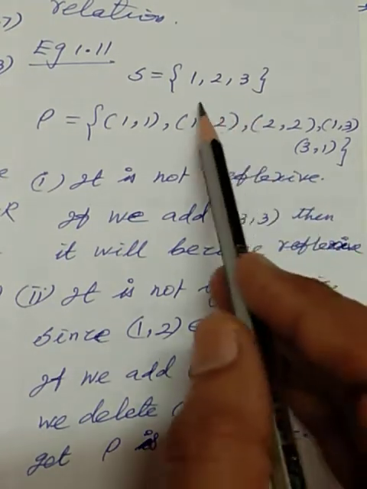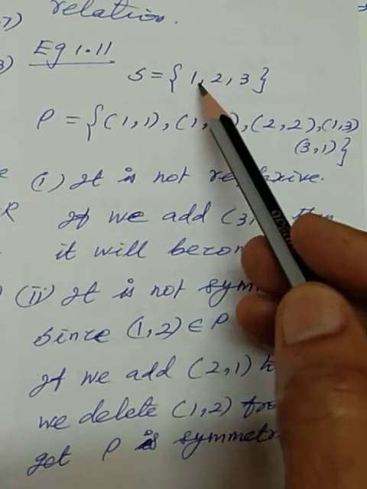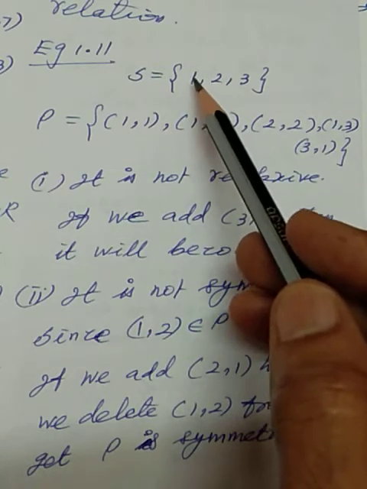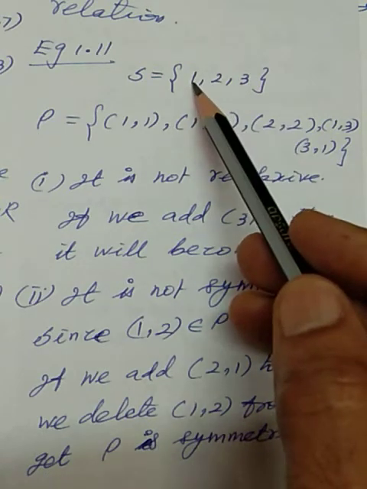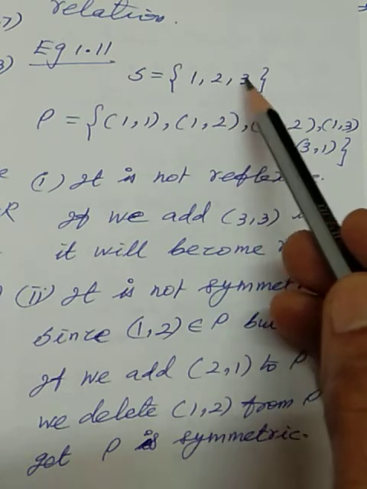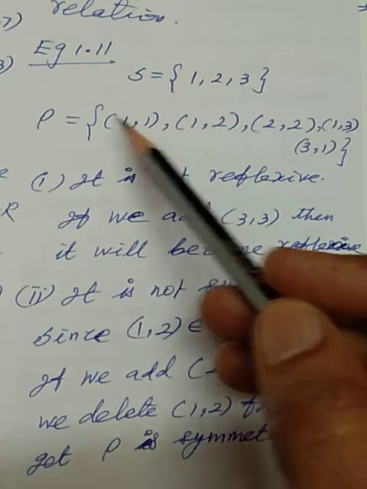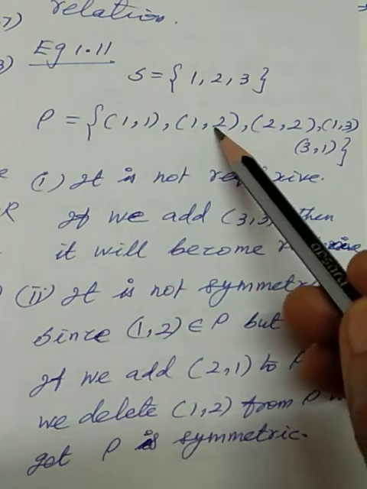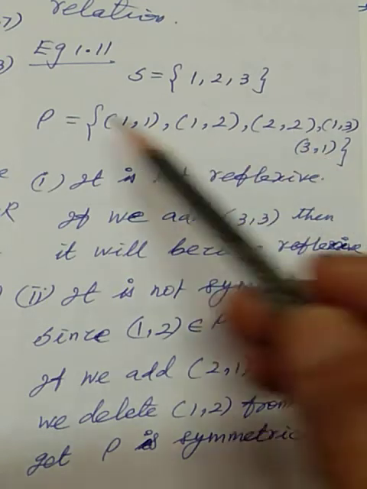If it is reflexive, every element in S must be related with itself. Here the elements are 1, 2, 3. Therefore (1,1) belongs to rho, (2,2) belongs to rho, (3,3) belongs to rho. You don't bother about (1,2). Verify whether (2,2) belongs to rho. Yes, it is there. But (3,3) doesn't belong to rho.